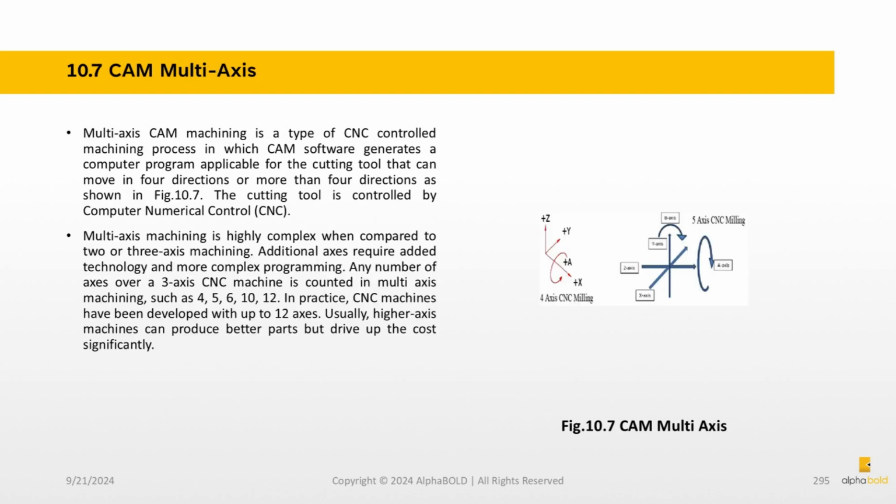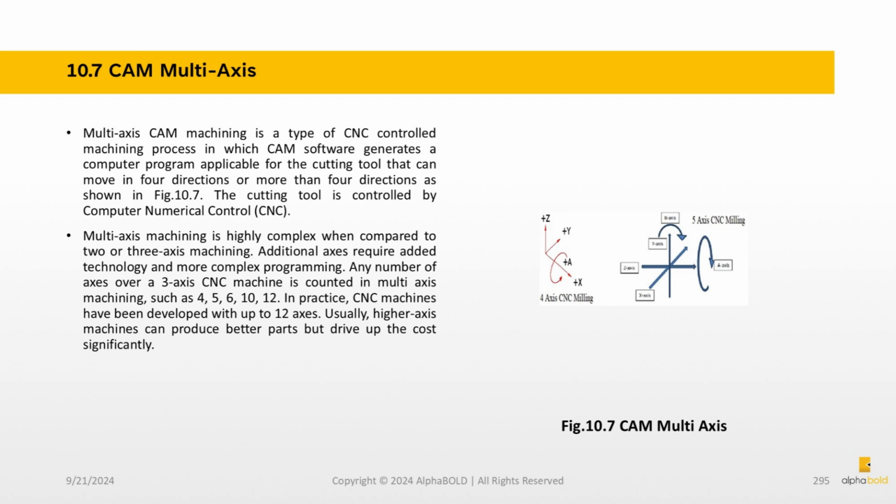Multi-axis CAM machining is a type of CNC-controlled machining process in which CAM software generates a computer program applicable for the cutting tool that can move in 4 directions, or more than 4 directions. The cutting tool is controlled by computer numerical control, CNC. Multi-axis machining is highly complex when compared to 2- or 3-axis machining. Additional axes require added technology and more complex programming.